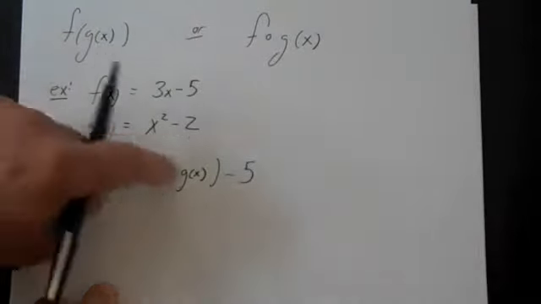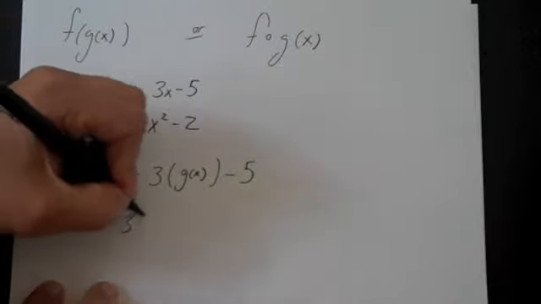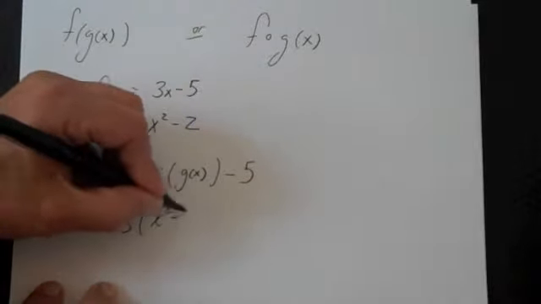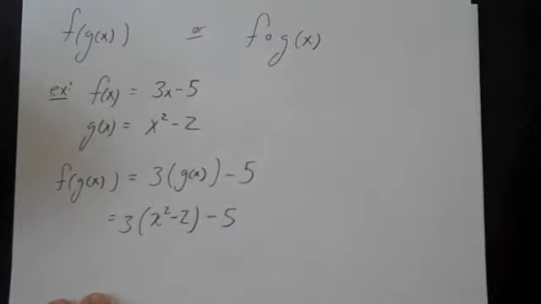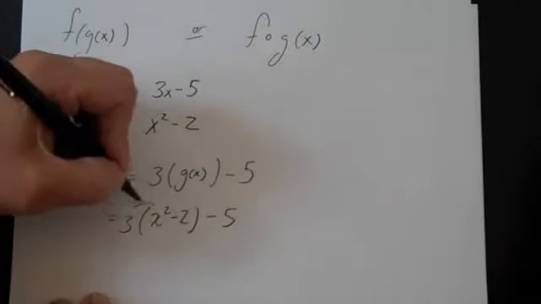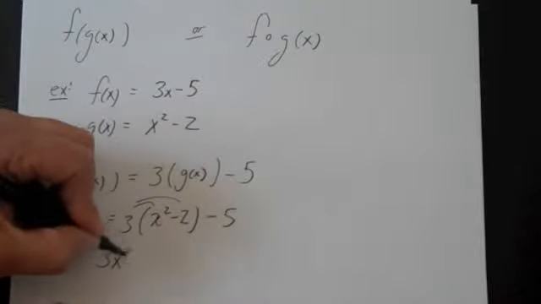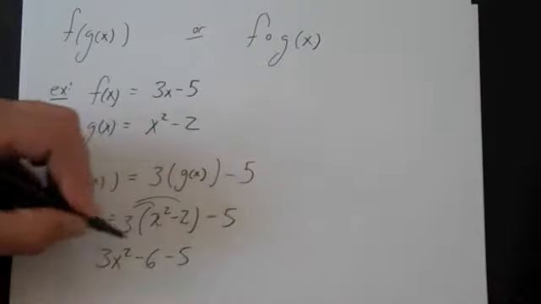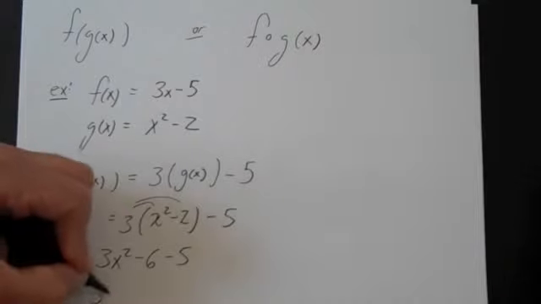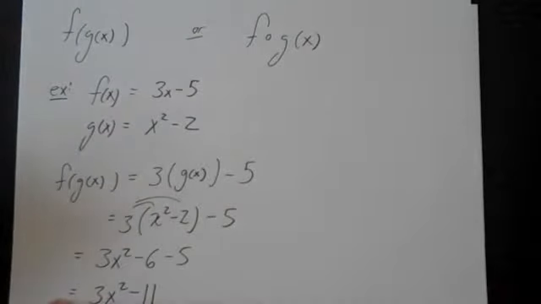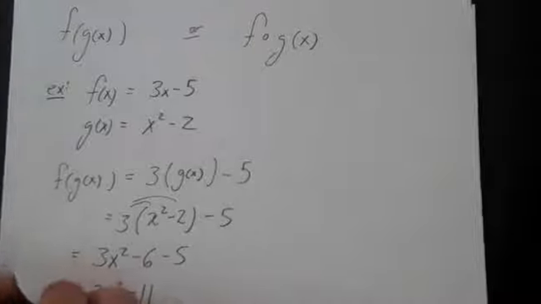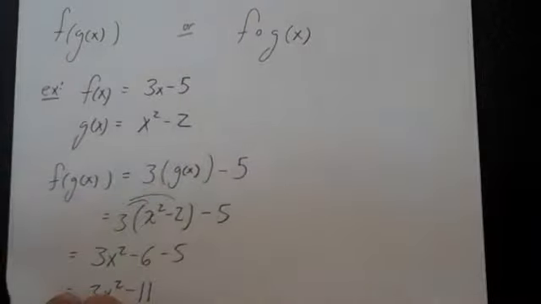Now what is g of x? Let's plug it in. That would be 3 parentheses x squared minus 2, minus 5. And then from there, you would just simplify. Distribute your 3. You have 3x squared minus 6 minus 5. In this case, it would be 3x squared minus 11. And that's f of g of x. There are some issues about notation that we'll talk about in a later video, but that's the basic idea of f of g of x.